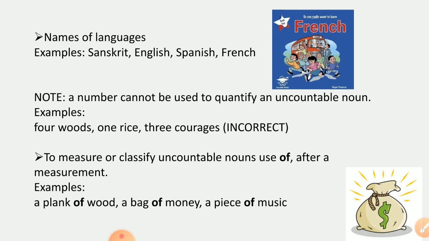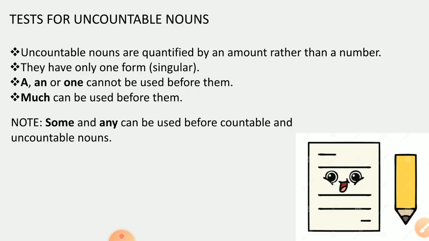Now I've written a note over here. A number cannot be used to quantify an uncountable noun. For example, 4 woods, it's a wood. 1 rice, 3 courages. Now these all are incorrect. To measure or classify uncountable nouns, use of after a measurement. A plank of wood, a bag of money, a piece of music. I hope you are able to understand these things.